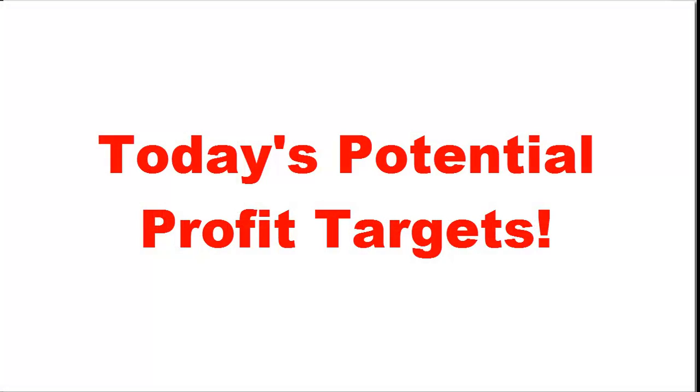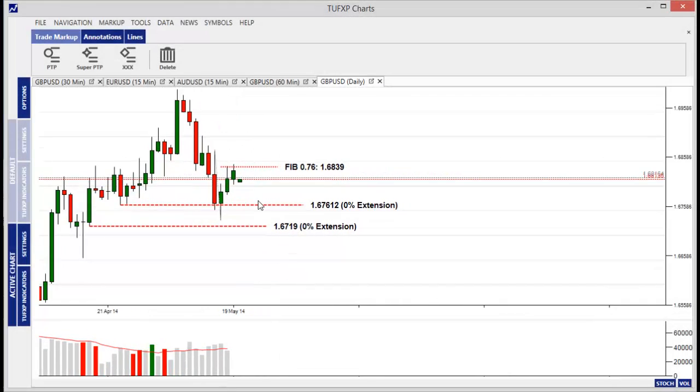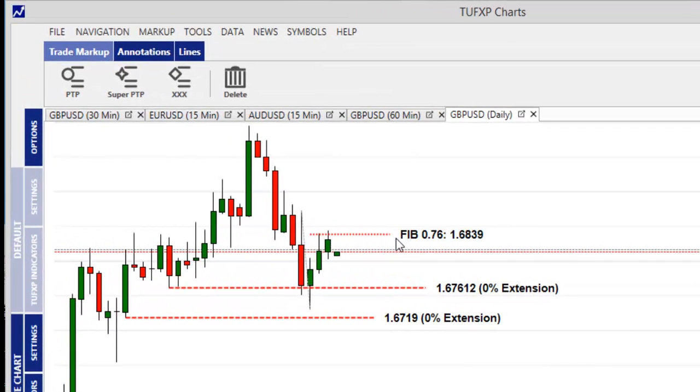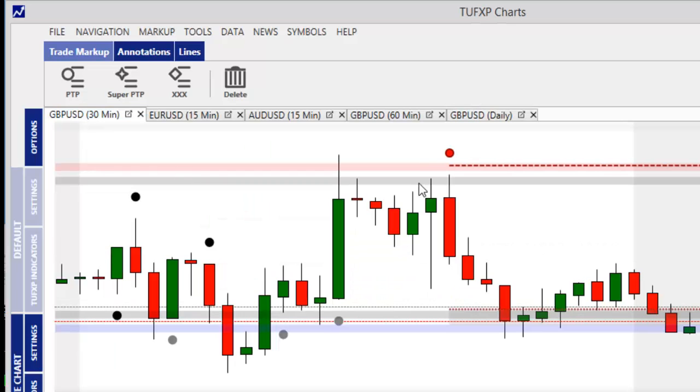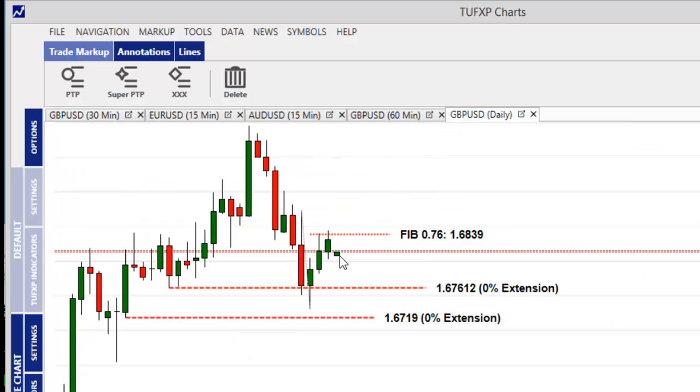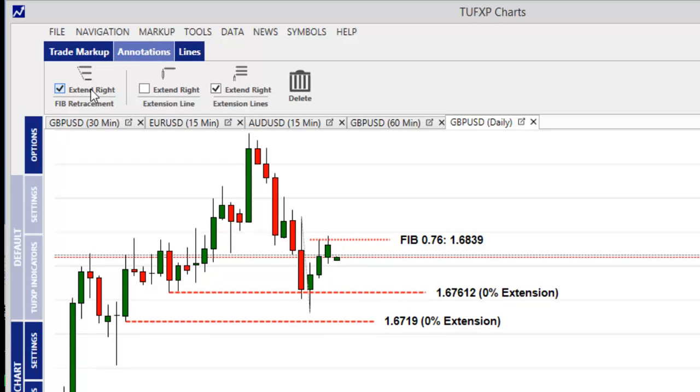So let's have a look at the bigger picture. In the daily chart we can see again the market trading up to the 76% that we drew in yesterday. That is the high in this area before prices reversed and moved lower. So let me just draw in a couple of areas for you so you can take note of where the market could possibly pull back to.